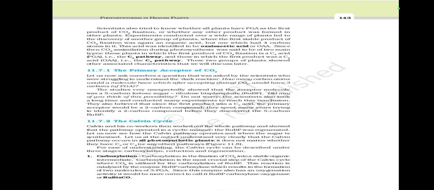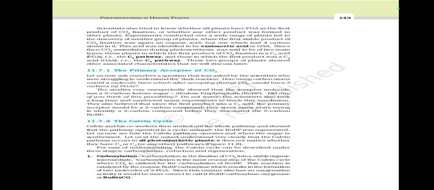The Calvin cycle can be described under three stages: carboxylation, reduction, and regeneration. Carboxylation is the fixation of CO2 into a stable organic intermediate. Carboxylation is the most crucial step of the Calvin cycle, where CO2 is utilized for the carboxylation of RuBP. This reaction is catalyzed by the enzyme RuBP carboxylase, which results in the formation of two molecules of 3-PGA.